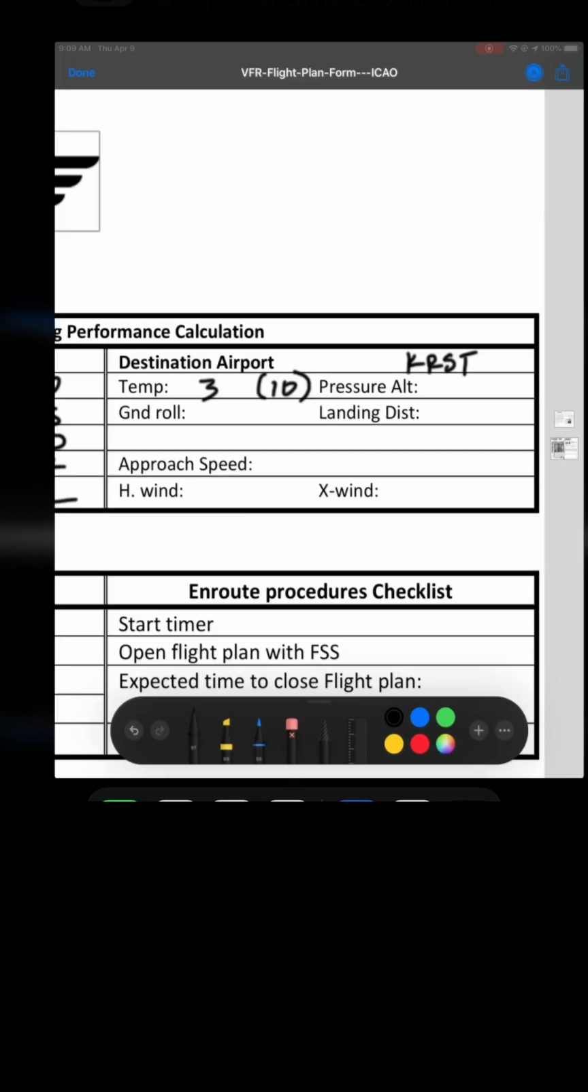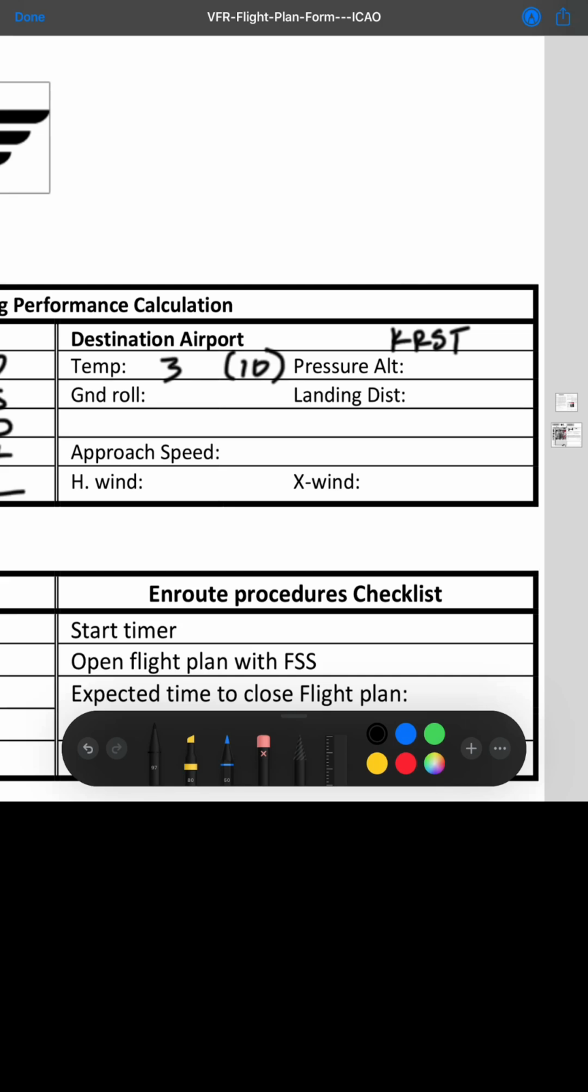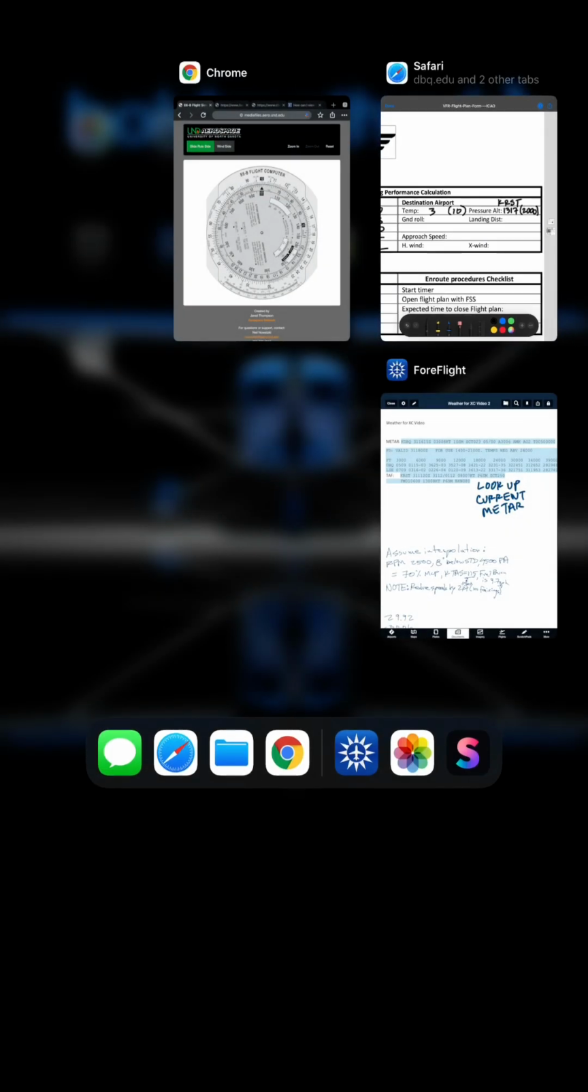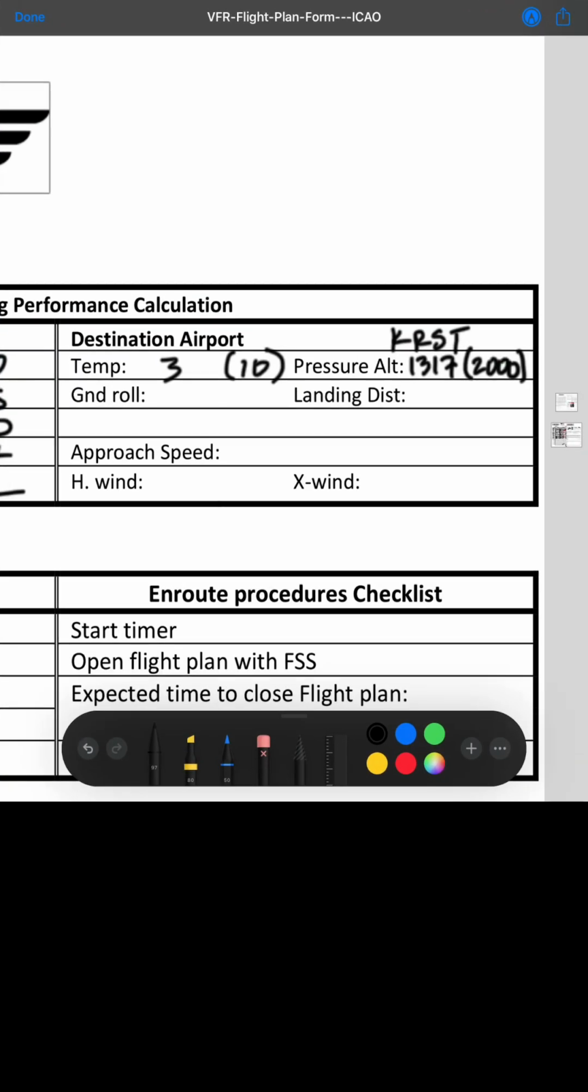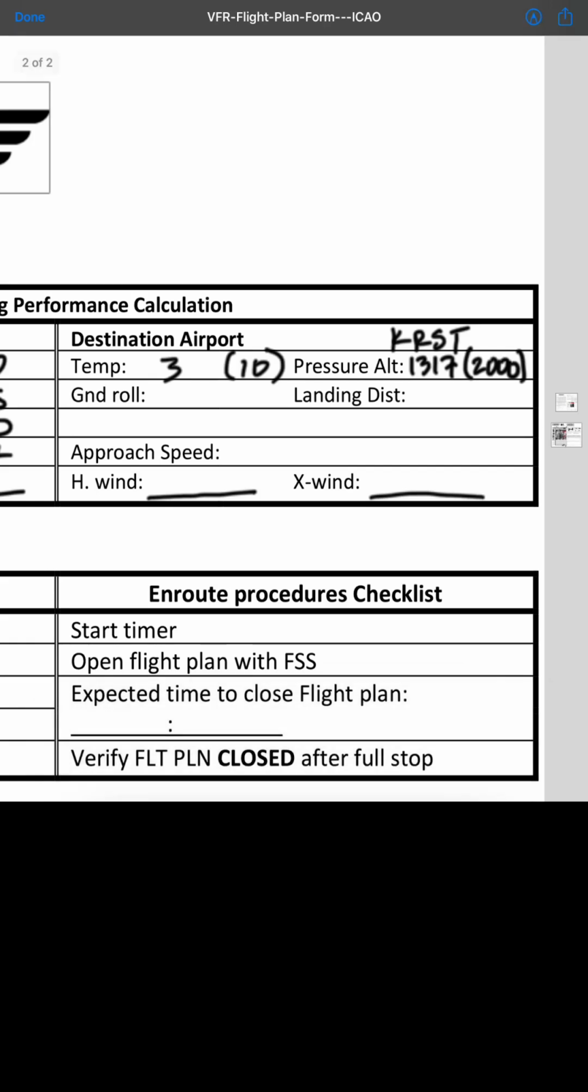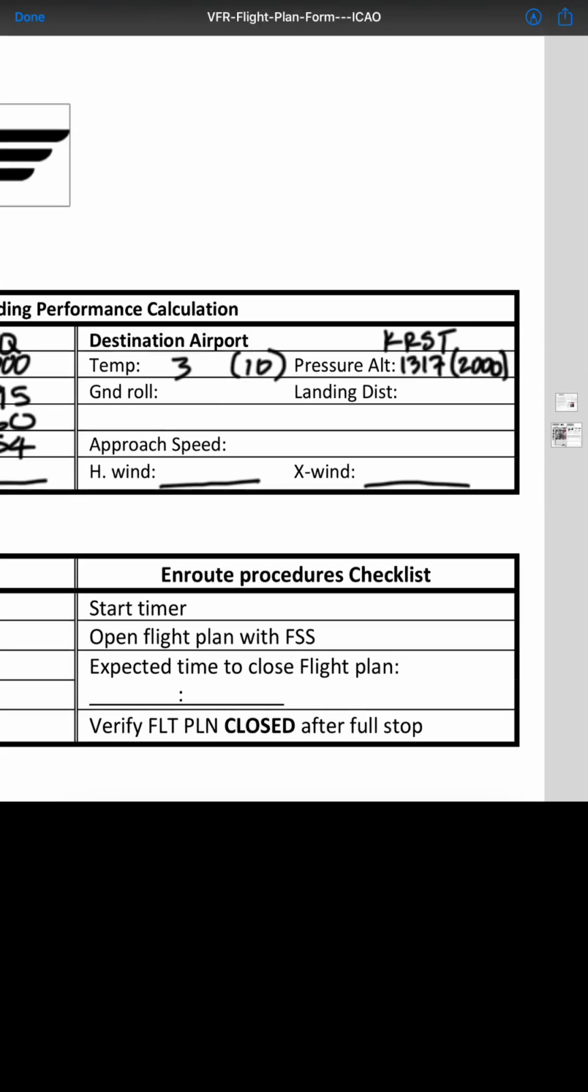Alright, so assuming then that we looked up the current METAR, let's just pretend like it says 1317. You can see I wrote down for temperature that we are going to use 10 degrees Celsius. And for pressure altitude, let's just round that all the way up to 2,000. It's a pretty big round up from 1,300 feet to 2,000 feet. But again, it's better to use worse performance calculations. That way you know that your airplane will actually be performing better.